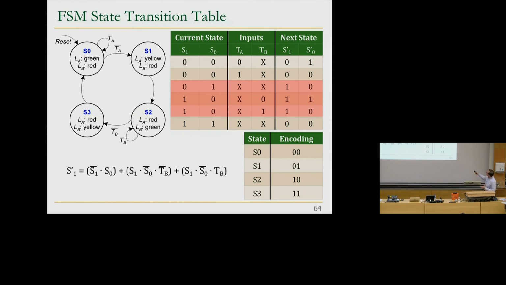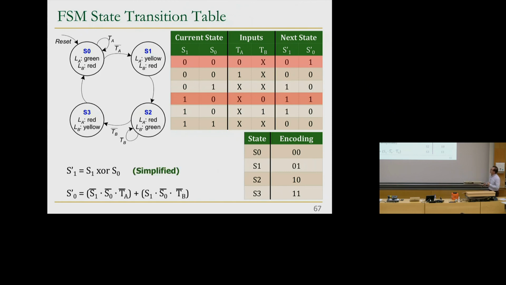Basically, this is true only if these 3 input combinations are true. What is this input combination? S1 bar, S0, and it doesn't matter what this is, or S1, S0 bar, TB bar, or S1, S0 bar, TB. And then you can simplify it further because you know that these could eliminate each other, right? Okay, you do the same thing for S0 bar. You look at the places where this is 1, and then you get this, and now later you can simplify things, and this cannot be simplified further.